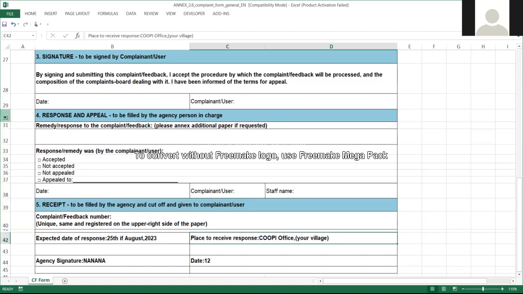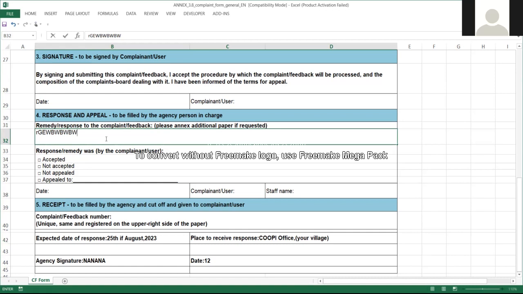Going back to number 4, it says remedy or response to the complaint or feedback. Now you write the feedback here, the feedback you collected from the complaint. You explain to the complainant, the person who is complaining. Then you come to the decision: accepted, you take it; not accepted, you take it.